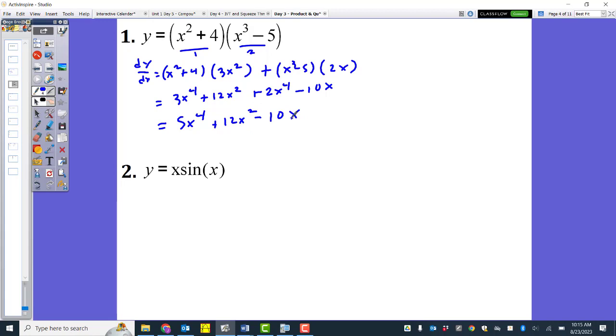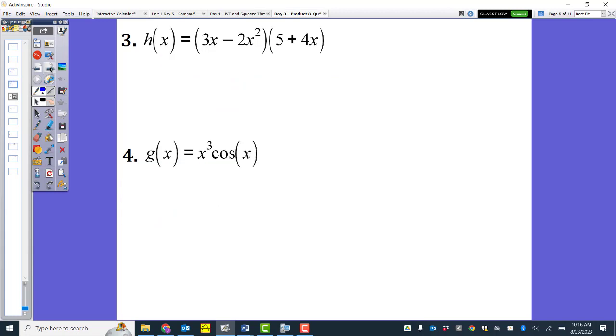Okay. For number 2, this is one where there's only one way to work it. We can't distribute x here and make a polynomial that we can solve. Our only option is to do the product rule. So we have x times sine of x. So dy over dx is equal to x times cosine x plus sine x times the derivative of x, which is 1. Okay? So a lot of this is just practice of different problems.